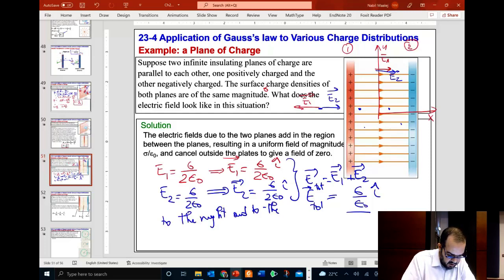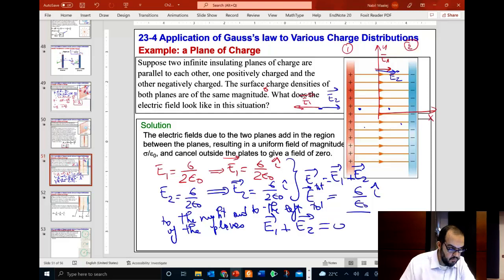And to the left of the planes, of the charged planes, E1 plus E2 is actually equal to 0. So in this region the electric field is 0. In this region also the electric field is 0, and in between the electric field is equal to sigma over epsilon 0.